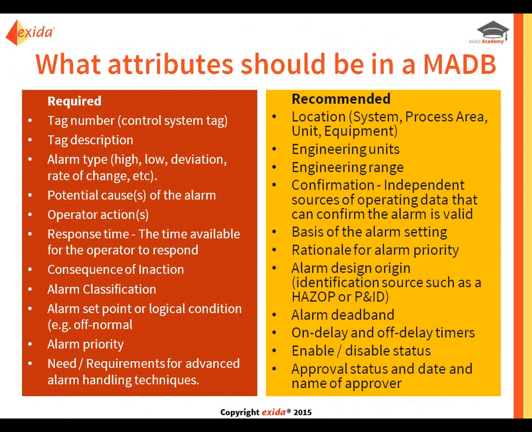Some that relate to the configuration in the control system, things like the engineering units or the engineering range, the location of where that alarm occurs within the control system, the alarm deadband, whether it's got an on or off delay, essentially parameters that are configurable within the DCS. Then there's other ones that relate to documenting additional background information for the decision making during the rationalization process, such as when you come up with what the alarm limit should be, how did you establish that? What's the basis of the alarm set point? Maybe the same for the alarm priority. When you've established that, how did you come up with that?